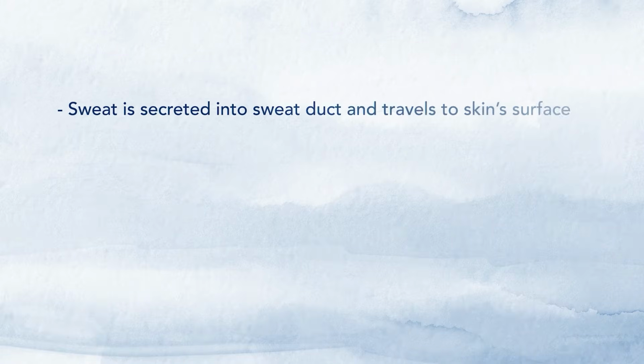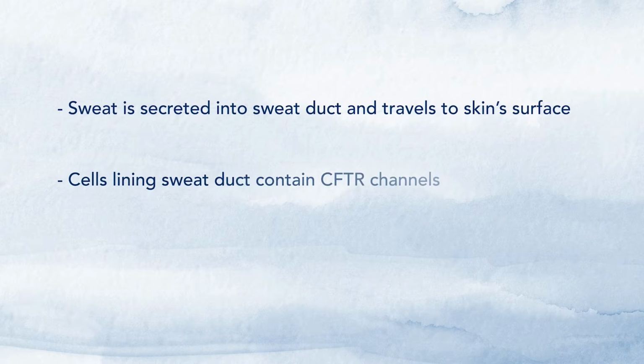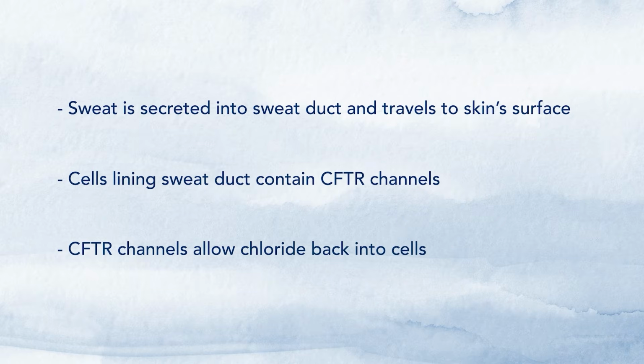In sweat glands, sweat is secreted into the sweat duct and travels to the skin surface. Cells lining the sweat duct contain CFTR channels, which allow chloride back into the cells. In people with CF, the CFTR channel does not work, and chloride and sodium remain in the duct, causing salty sweat. CF can be diagnosed by measuring the concentration of chloride in sweat.